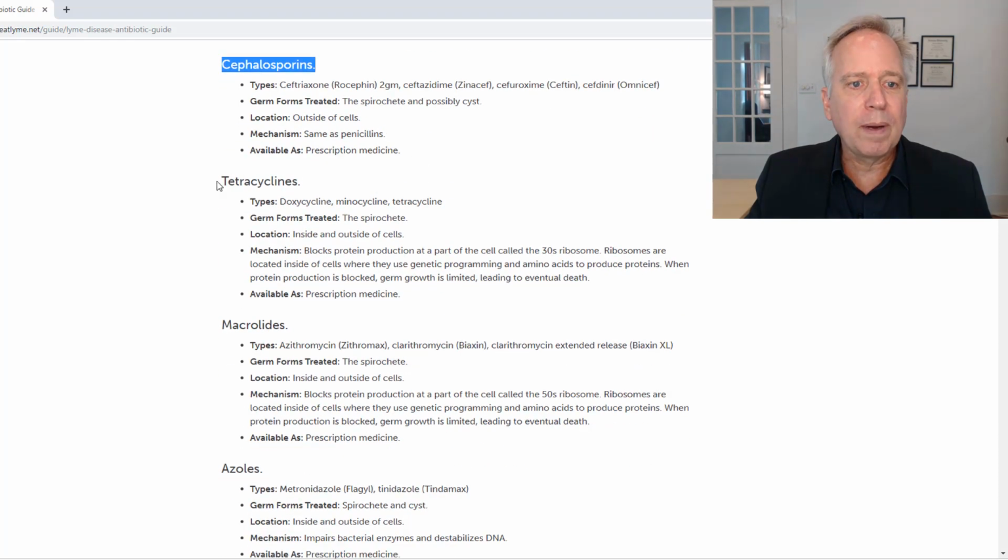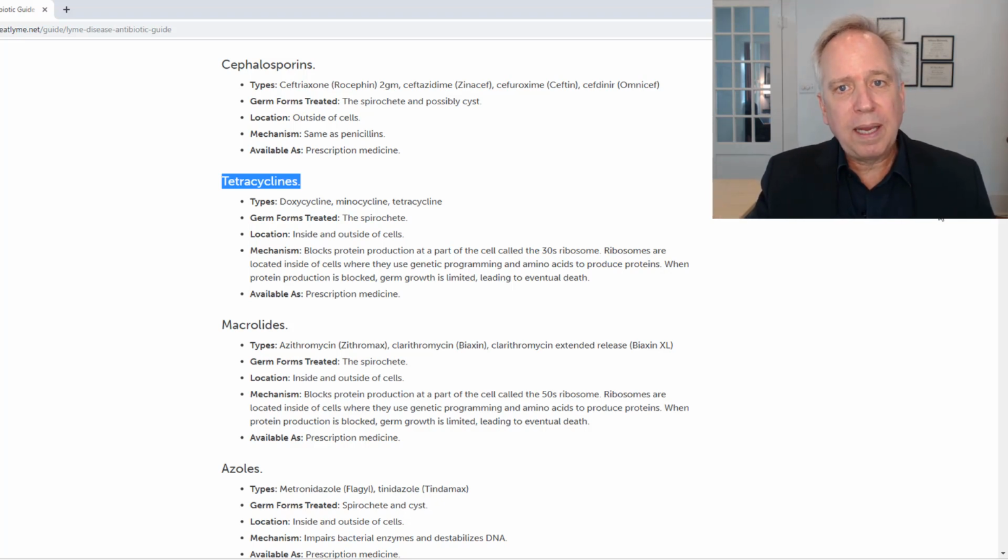Next major group of antibiotics are the tetracyclines. I'm just highlighting it here. And these would be doxycycline, minocycline, tetracycline. These are antibiotics that can work on the spirochete by getting to the inside of it. And they also get inside of cells so they can treat intracellular Lyme. The main way that they work is they block protein production of the germ so it has a hard time growing. Eventually it withers and dies.